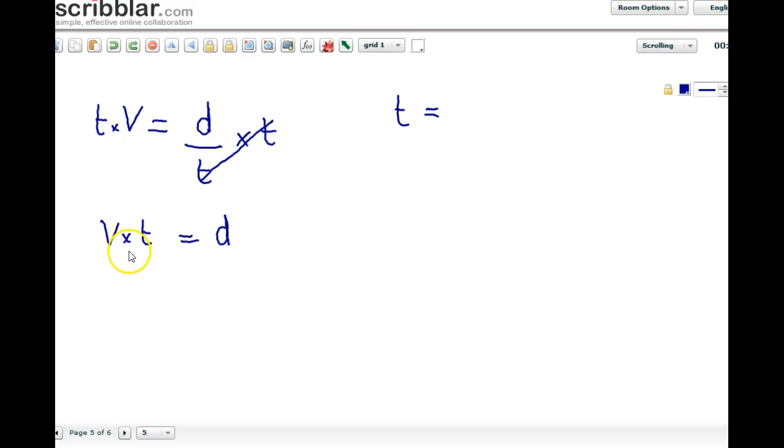So once again I have to go back to my rules and say, well, this t is being multiplied by v, and so to undo it I'm going to divide both sides by v. So this one cancels to 1, and so I end up with t is equal to d over v, which is the way that I wanted it.